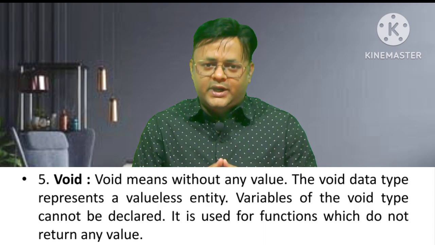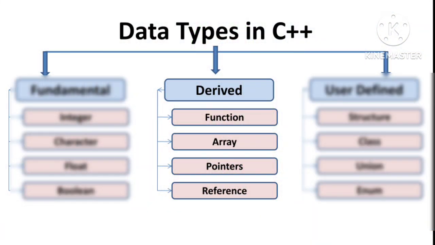Now let us come to the second category of data type, which is the derived data type. These data types are derived from the primary or the built-in data types and are referred to as derived data types. These can be of 4 types, namely function, array, pointers, references. The first one is the function.